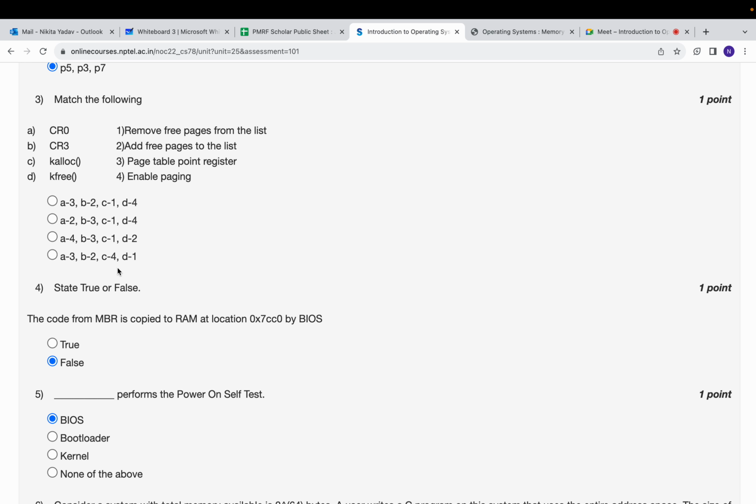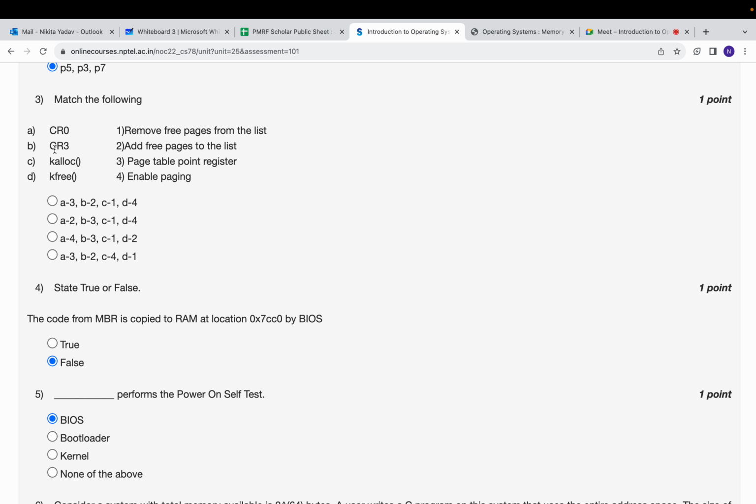You just talked about kalloc and CR3. I was saying that CR3 is the page table base register. That means B. 3B is the right answer, right? Page table register, 3B. Obviously the second and third are the two options.